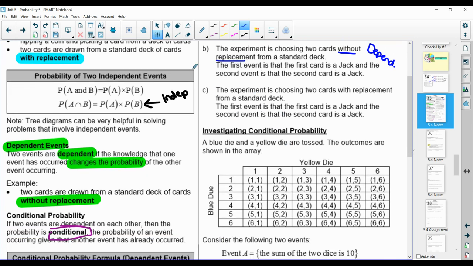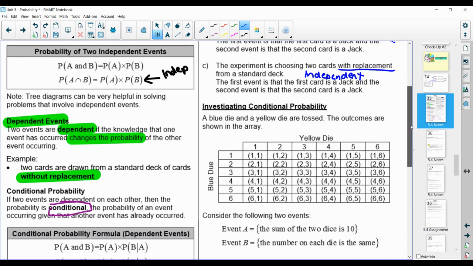Let's look at the third example. It says the experiment is choosing 2 cards with replacement. That means we're keeping the size of the deck the same from event to event. First event is that the first card is a jack, and the second is that the second card is a jack. Again, I don't care about the events. I care about the experiment. And so independent, because one outcome does not impact the other.